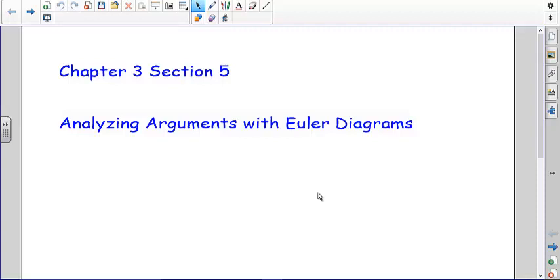So there's two ways to analyze arguments. There's some special cases which we're going to do in section 5, which is looking at Euler diagrams. It's a visual way of analyzing an argument. It's only good for specific arguments that involve the words all or some. So something like all students who study hard will get an A. That's kind of the argument. In section 6, we would look more at if you study hard, then you will get an A.